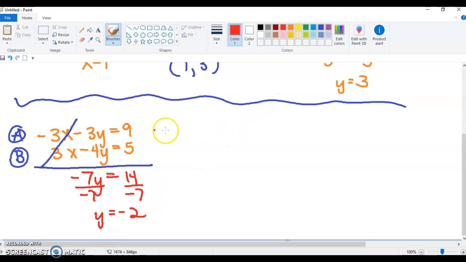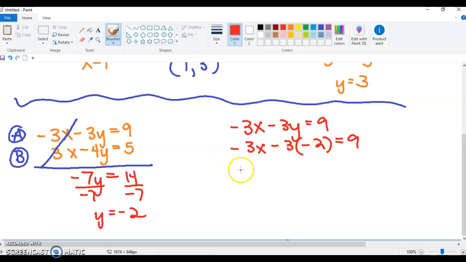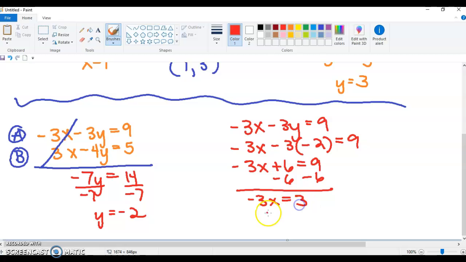So now I just need to plug this into either one of my equations and solve. I'm going to go with equation A. So negative 3x minus 3y equals 9. So negative 3x minus 3 times negative 2 equals 9. So negative 3x plus 6 equals 9. Subtract 6 from both sides. So negative 3x equals 3. Divide by negative 3. So x equals negative 1.